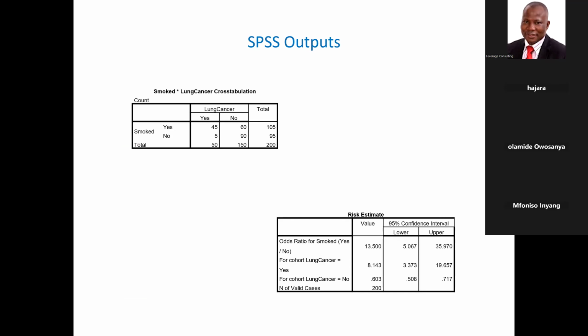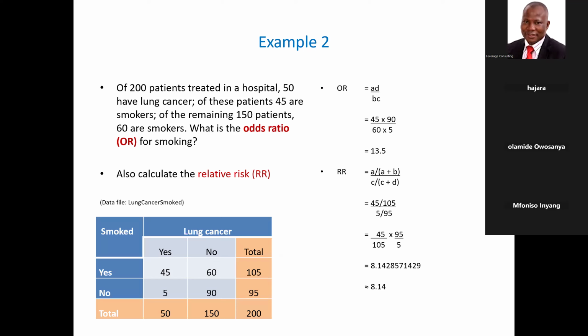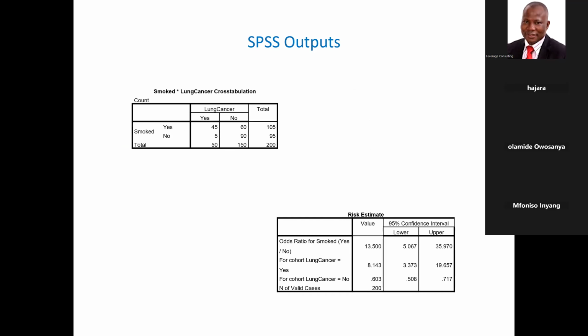So if you look at the computer, can you see the first one? The odds ratio is 30.5. The corresponding relative risk is 8.143. When you run it, the first one is the odds ratio, 30.5, then 8.143 is the corresponding relative risk. Look at the confidence interval. It does not cross 1 also.